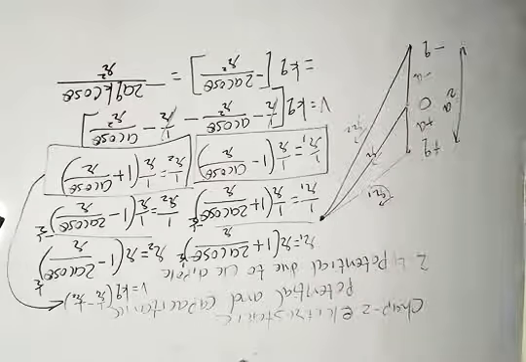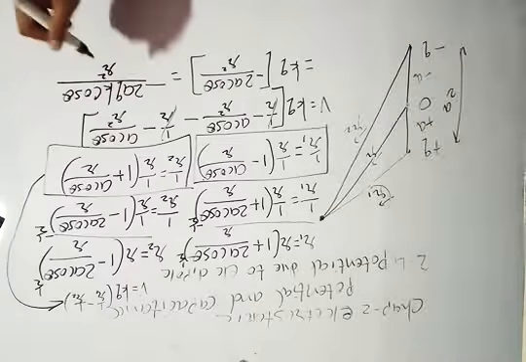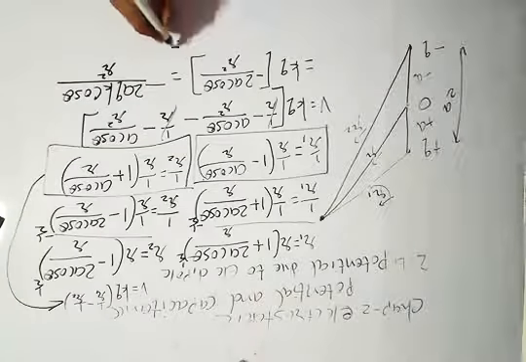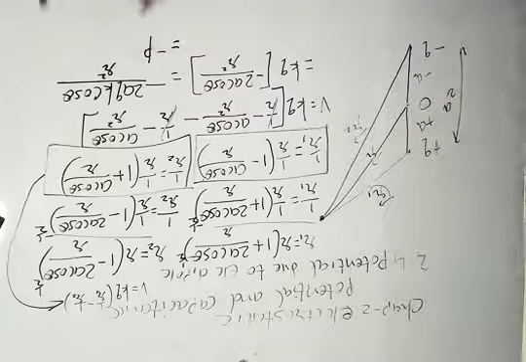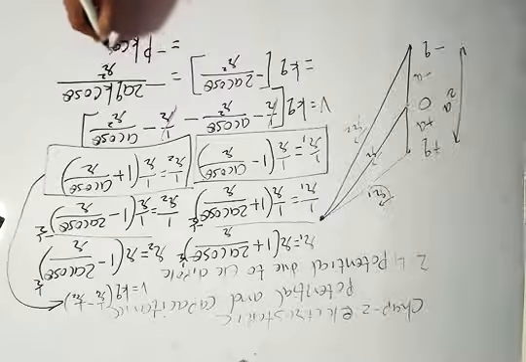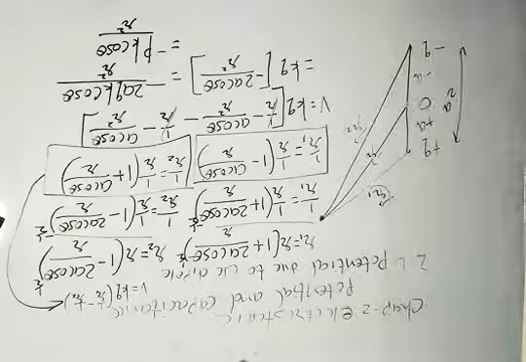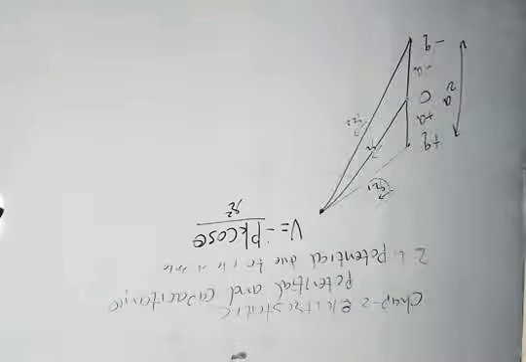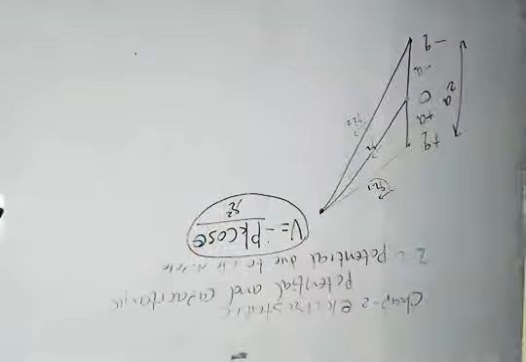Clear? So what is 2aq here? 2aq is nothing but our p. What is p? p is called the electric dipole moment. So here we are left with p k cos theta upon r square. Clear? So here we are left with this formula, V is equal to minus p k cos theta upon r square.